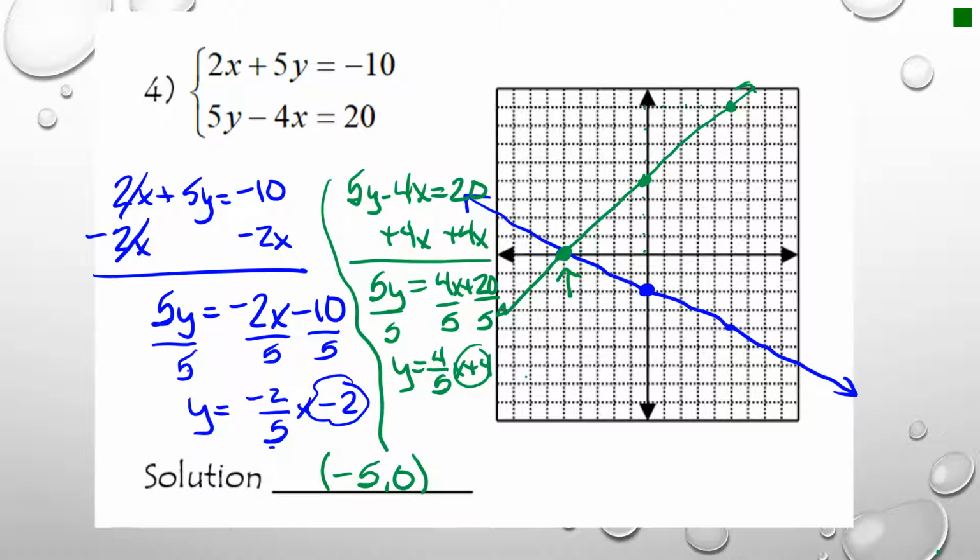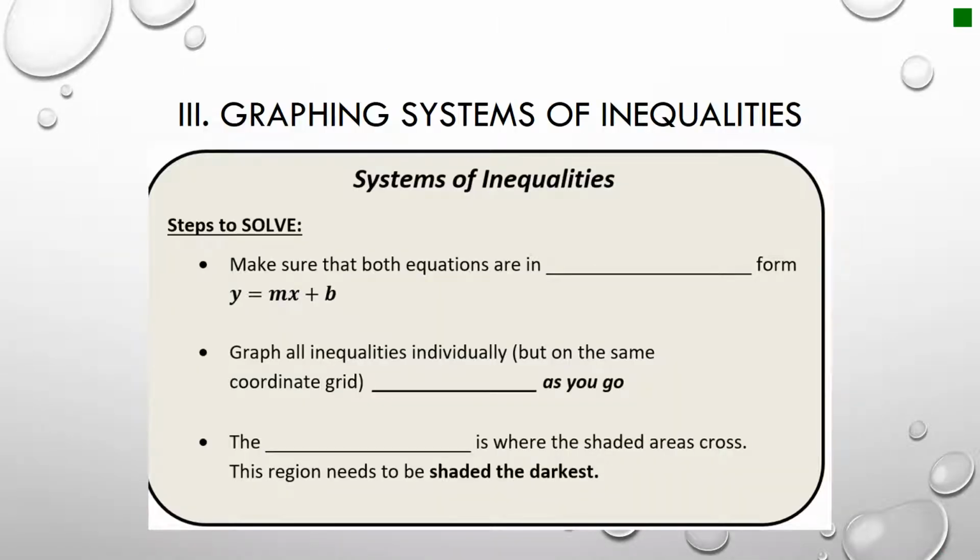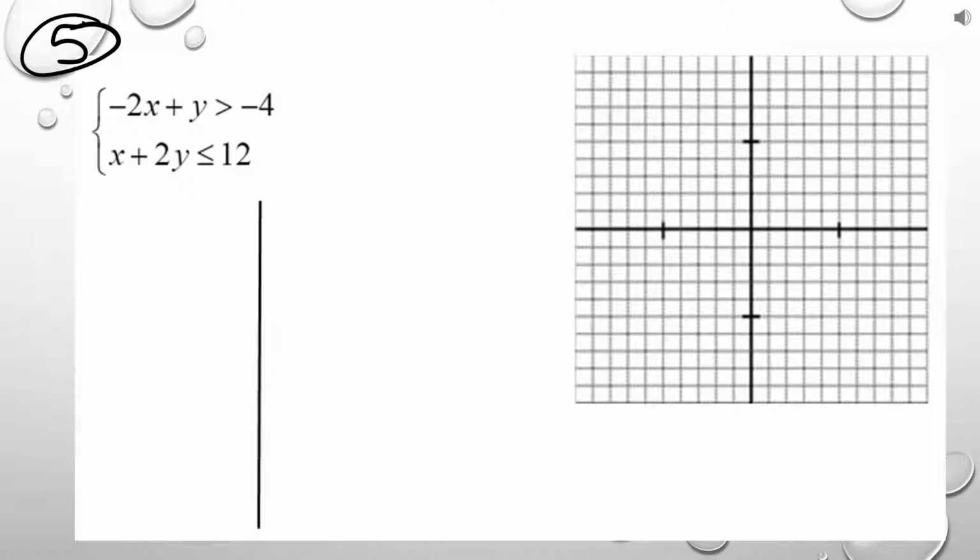All right, we are on slide 7 of 13. We are over halfway done. Systems of inequality. Make sure both equations are in, oh, that should say both inequalities. That's all right. Slope intercept. This is the third time I've done this, and the first time I've noticed that says equations. Oh well. Graph all inequalities individually but on the same coordinate grid, and you want to shade as you go. And the solution set or region is where the shaded areas cross.